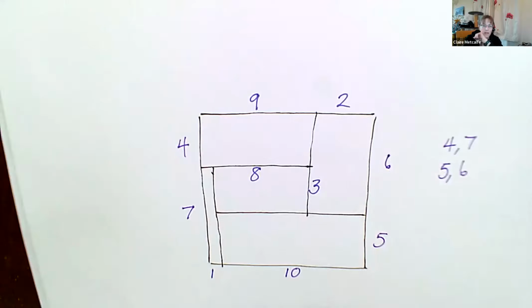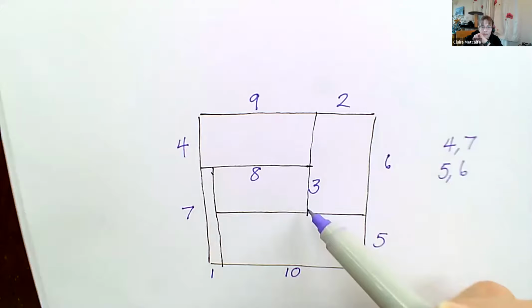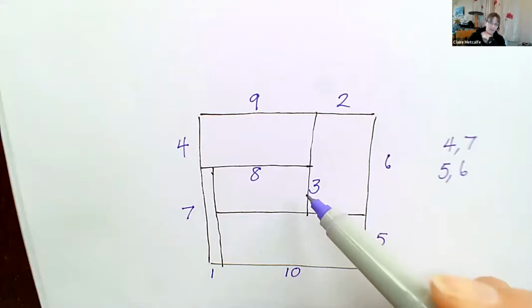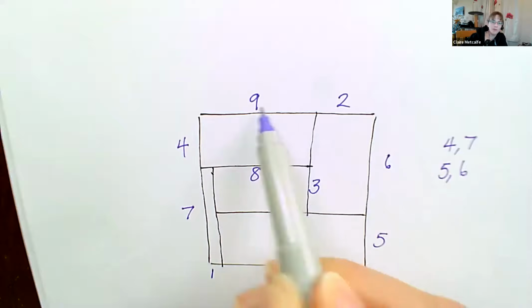Then I think I now have a problem, because that implies that my middle rectangle has got a height of 2. So that's a contradiction. Therefore, I know that 9 and 2 is not possible for that top row.